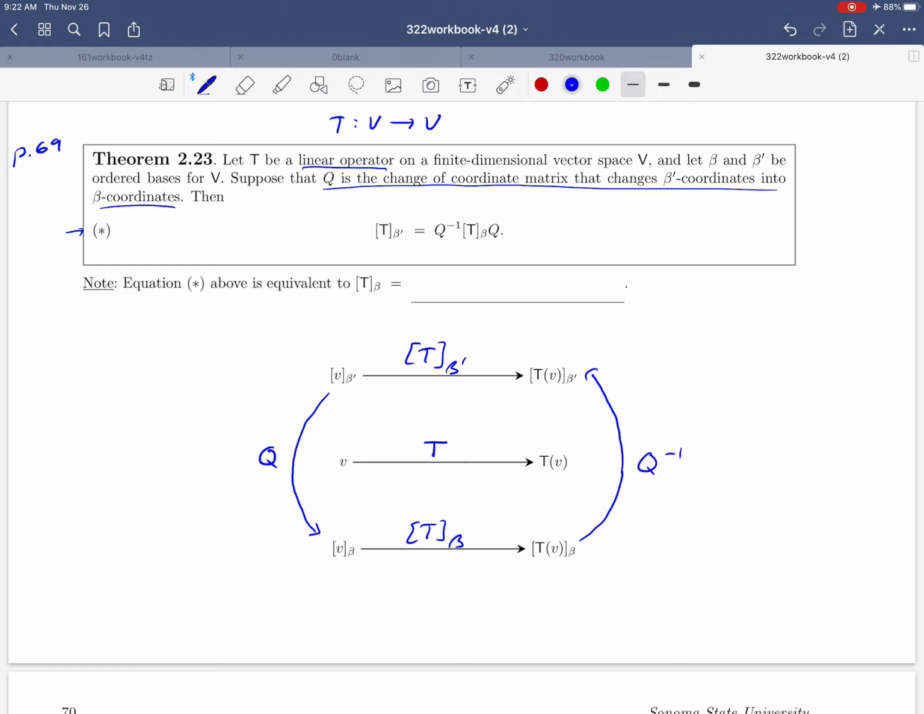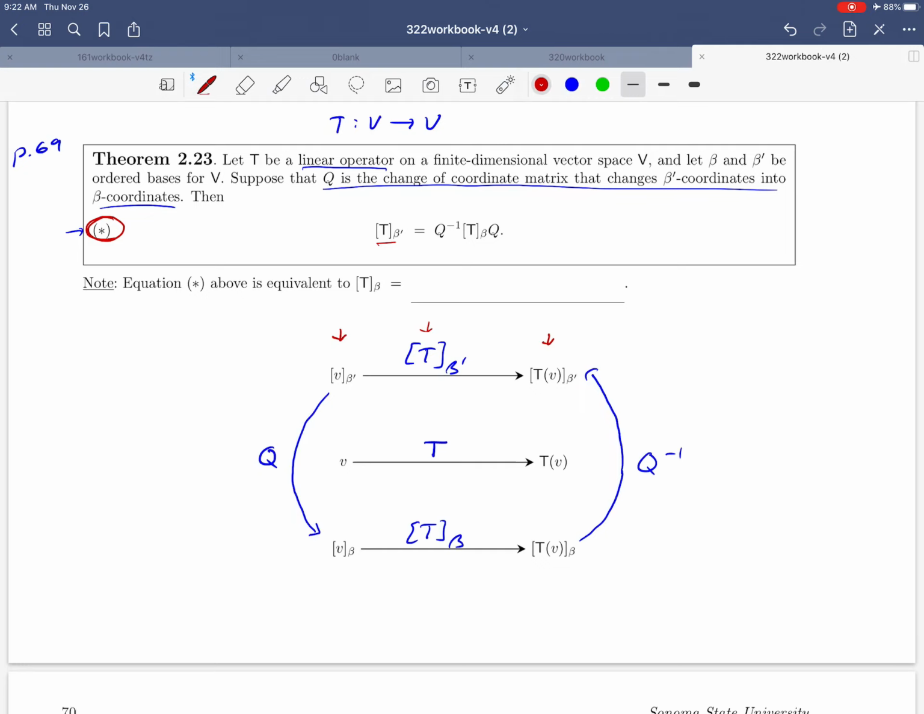So we have a complete diagram now, and I'd like to think through how that diagram can help us to come up with this equation star that we're looking at. Basically we can get that equation by thinking of this as being our starting point and this as being our ending point, going from V beta prime to T of V beta prime. One way to do it is to take the high road and just go via this matrix, multiply by the matrix of T relative to beta prime. That's the left-hand side of this equation.